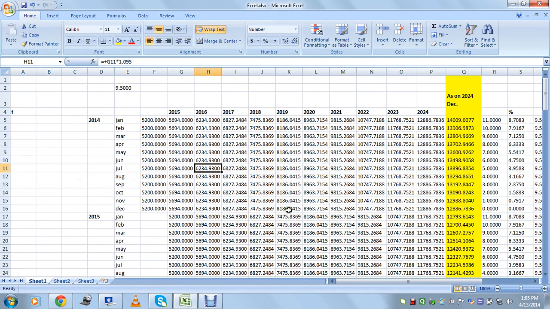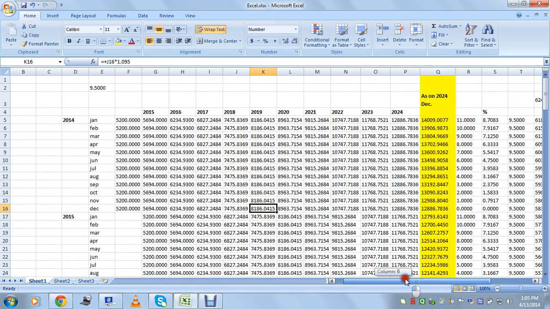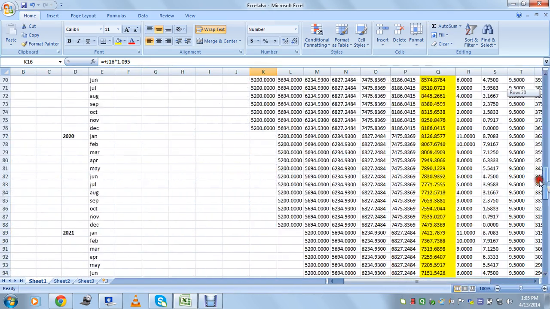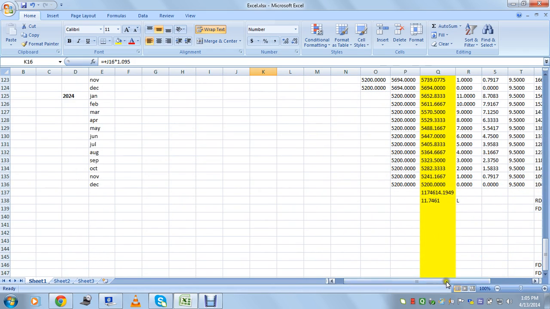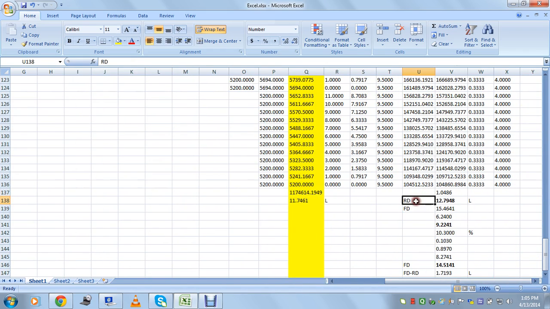Hi guys, today I'll just give a small demo on how to use an Excel sheet for computation of financial data. In this sheet, if you scroll down, this is 10 years of financial data for two kinds of investments. One is called FD, which is fixed deposit.